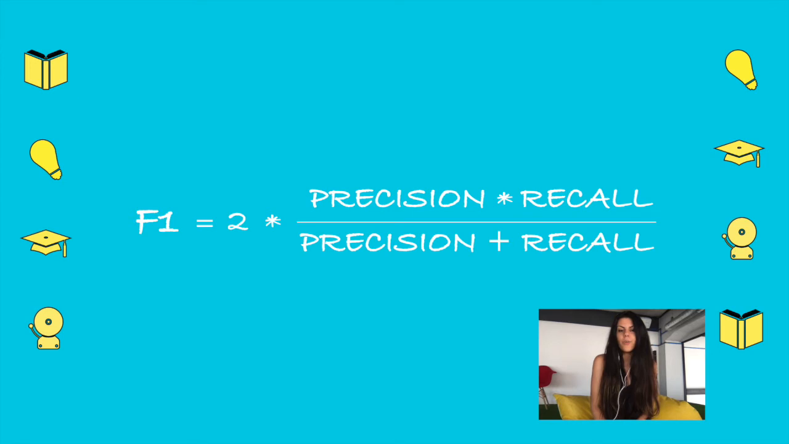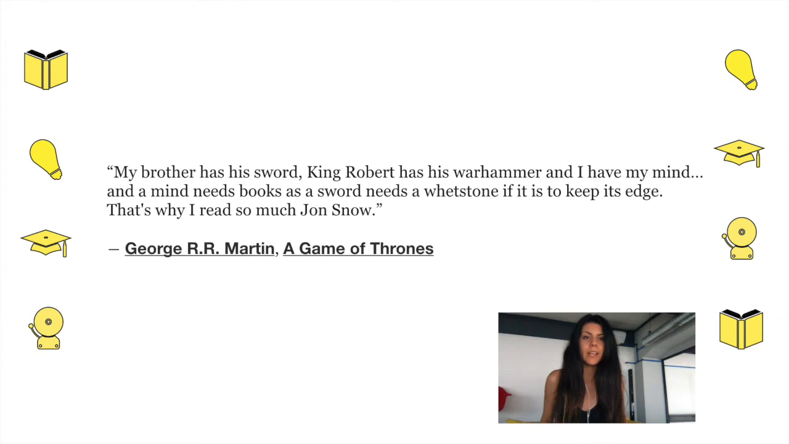But after all, why bother considering so many things if you already know the accuracy, which seems accurate enough to evaluate our algorithm? In our dog and cat example, that's indeed true. But imagine if you have to classify each word in a text with the label name or not a name. So take a look at this famous quote from Game of Thrones.